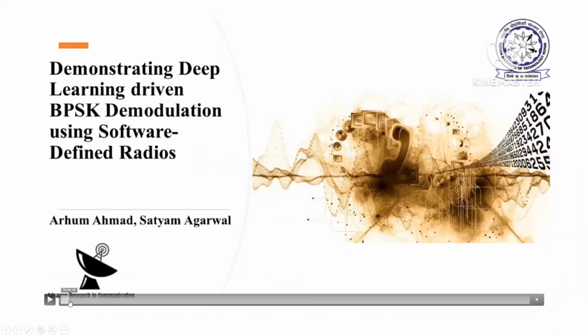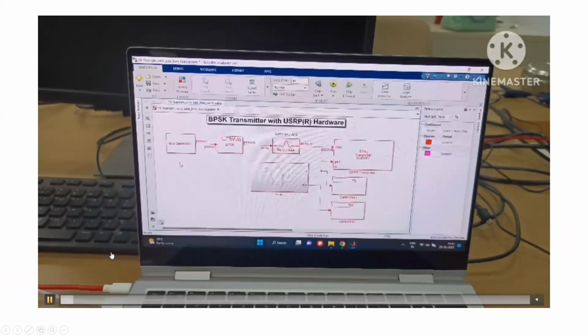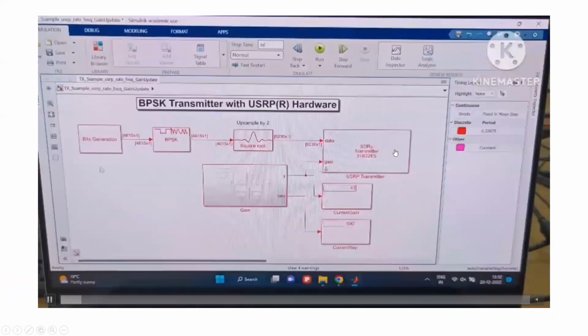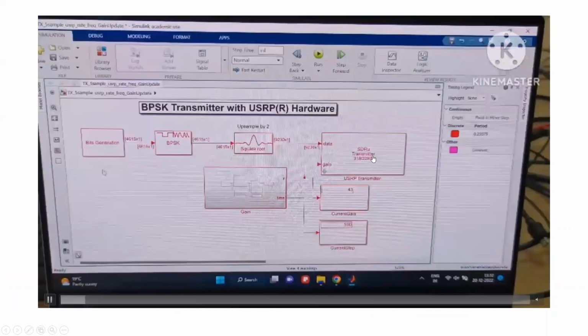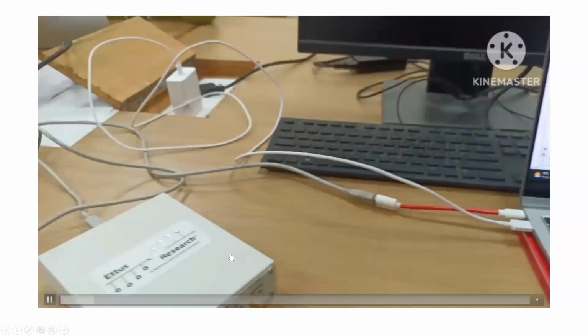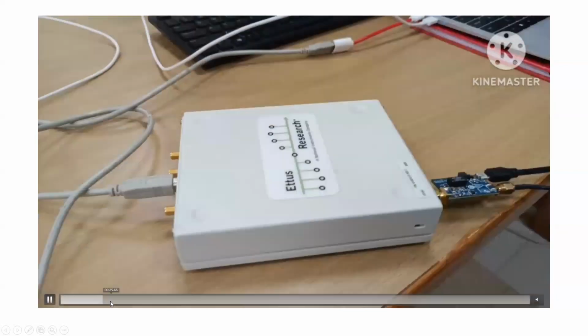This is the processing part. We generate our packet here, and it's BPSK modulated. This signal is still in bandpass form. Then this signal is up-converted and fed to our SDR. This is the virtual block of the SDR, and the physical SDR is connected to Simulink. This is the B210 acting as a transmitter.